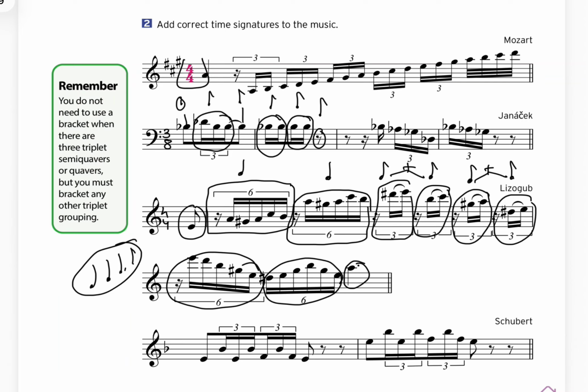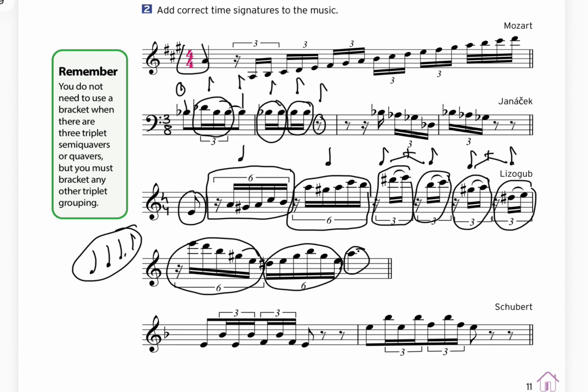Okay, next one we can see is easy. So we have this is a quaver. So this triplet makes one quaver, this triplet makes one quaver, and then we have three quavers here. 1, 2, 3. So that means this is 6/8.